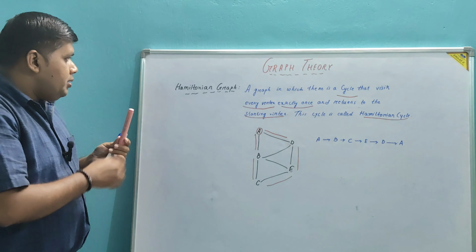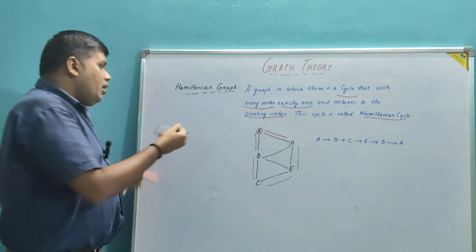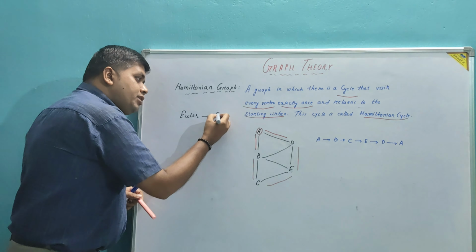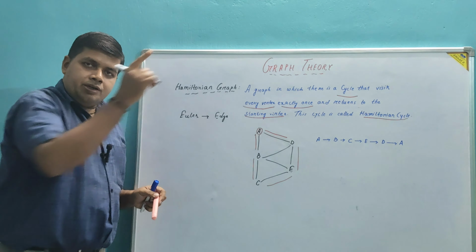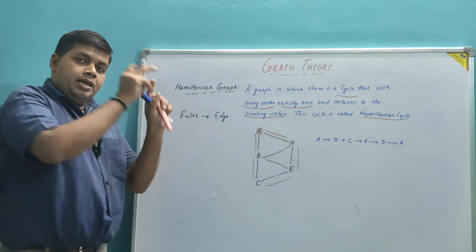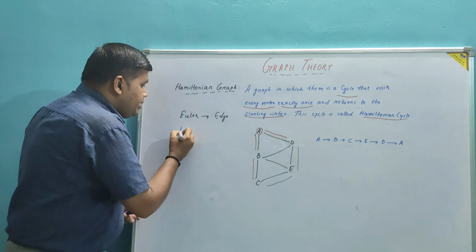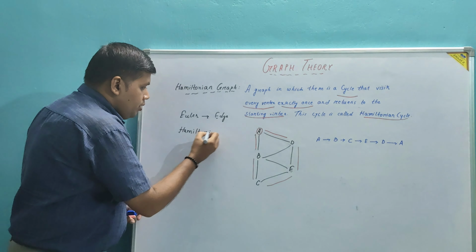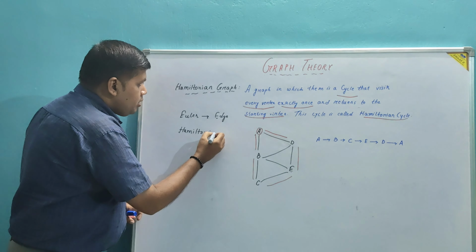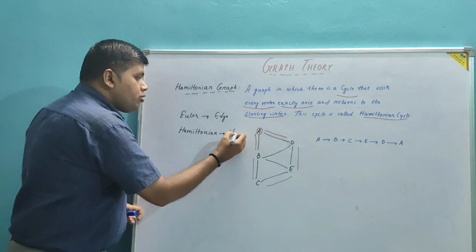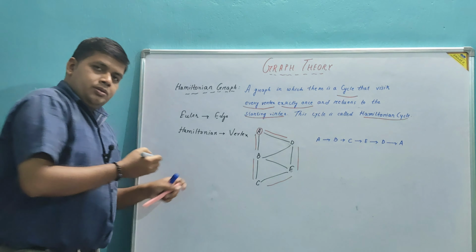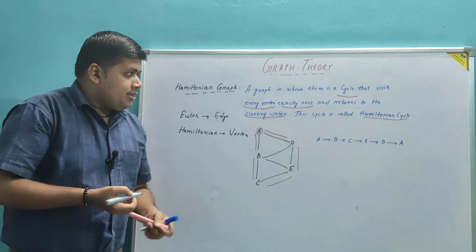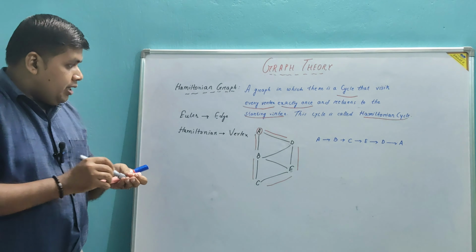So here we have to remember, in case of Euler graph, every edge must be covered to form a cycle, and in case of Hamiltonian graph, every vertex should be covered, and finally it should reach the starting vertex. So then only it is considered as a Hamiltonian graph.